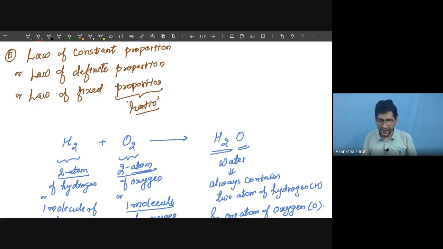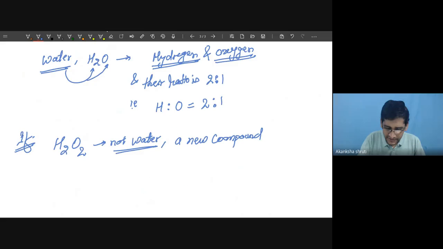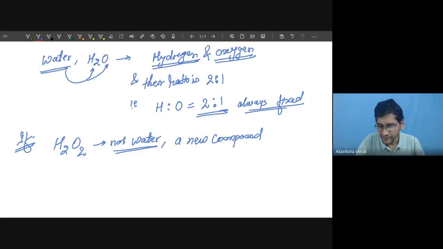So this was the statement of the law of constant proportion, or law of definite proportion. Here this is always fixed, so that's why it is called a fixed ratio or fixed proportion. So this ratio is always fixed. Therefore this law states that in a chemical reaction or in any chemical substance, what is the chemical substance here? It is the water which is formed, or hydrogen peroxide. So in a chemical substance, the elements are always present in a fixed proportion.